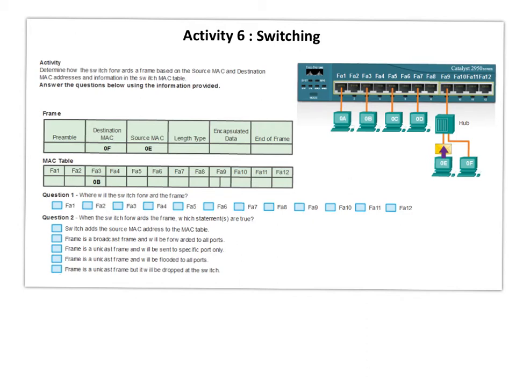So where will the switch forward the frame? Will it forward it on port FA1? This port is a connected port, and it's not the port that the frame came through, so it will forward the frame to port FA1. Will it forward it to FA2?